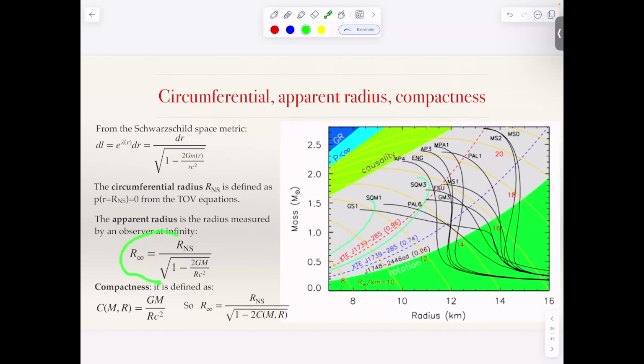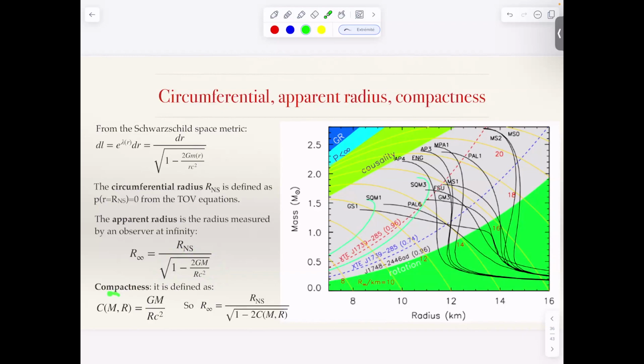Then you have this relation between the two, and you can see that there is a correction, which we'll see later on is related to the redshift. So you have your radius, and your apparent radius is redshifted compared to the solution of your TOV equations.